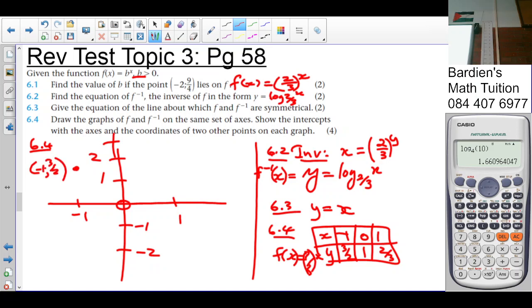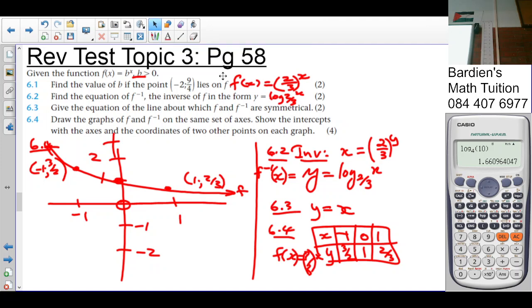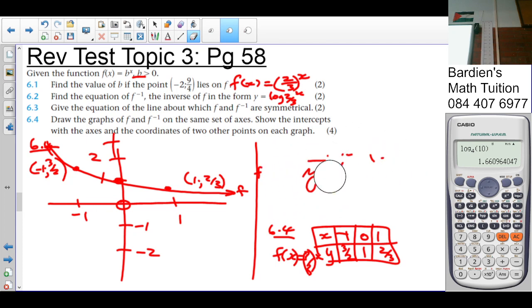Okay, 0 is 1, 1 is 2/3. So the graph is going to come through like this. Okay, and this is the graph of f. Then what do we do for the inverse function? We interchange x and y, not so. So for the inverse function, let's just draw this in blue.